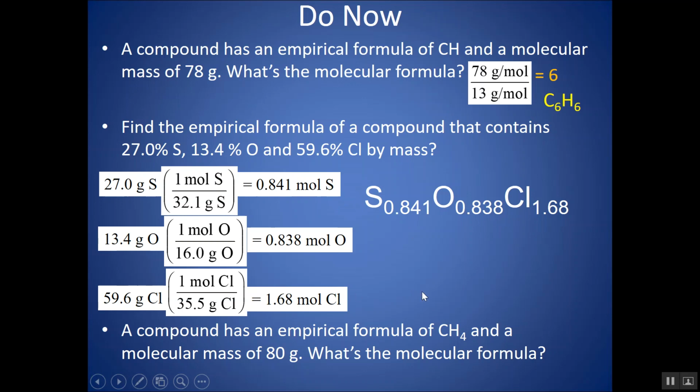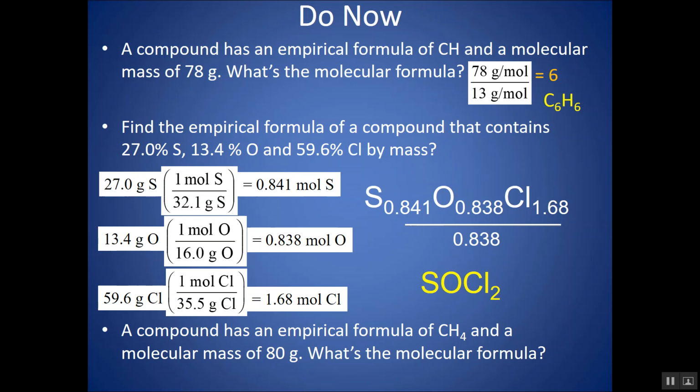But we've now just got to work on getting them into whole numbers because we want our subscripts to be whole number ratios. So what I would do is I would find which of these is the smallest number, and I would say, okay, 0.838 is the smallest number, and I'm going to divide all of these numbers by 0.838. And when I do that, I'll find that the subscript of sulfur should be about 1, and I might get something slightly different than 1, but it's very, very close to 1. I can round it to 1. And O is 1, so I don't have to write those in, and Cl is 2. And there's my empirical formula.